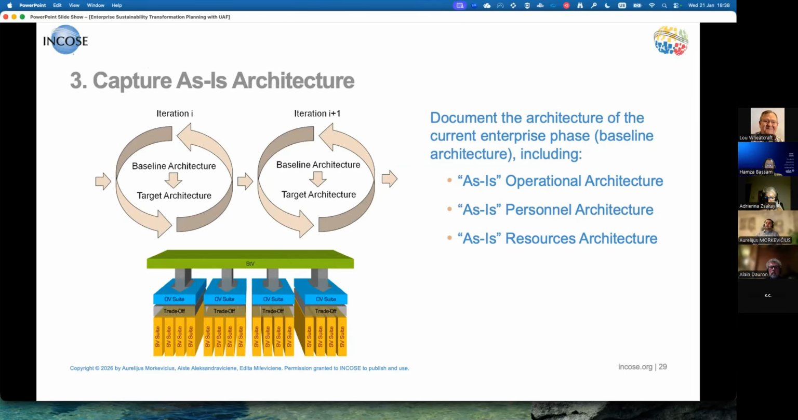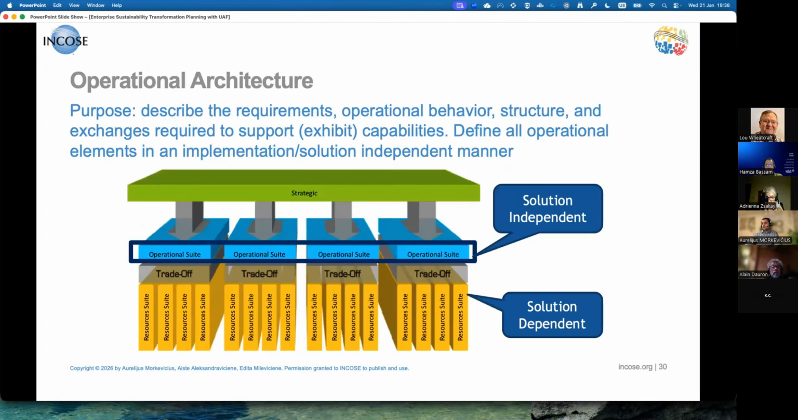So when we define our strategy, the next step is to go and define the architecture for it. We start from capturing the as-is architecture, or the baseline architecture, in other words. So we start from the operational architecture, then we go into personnel and the resources. First of all, the operational architecture: the purpose of it is to really have that solution independent layer, so that we are able to run multiple trade-offs to find the best solution. Because if we don't have it, we cannot run really different trade-offs and do the trade-off analysis, understanding which resource configuration better suits our operational scenarios.